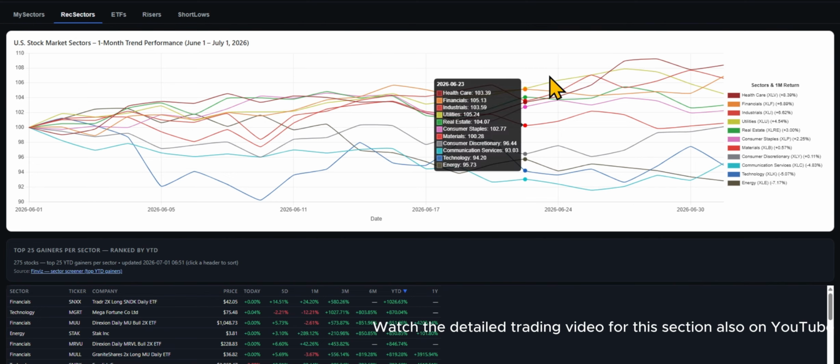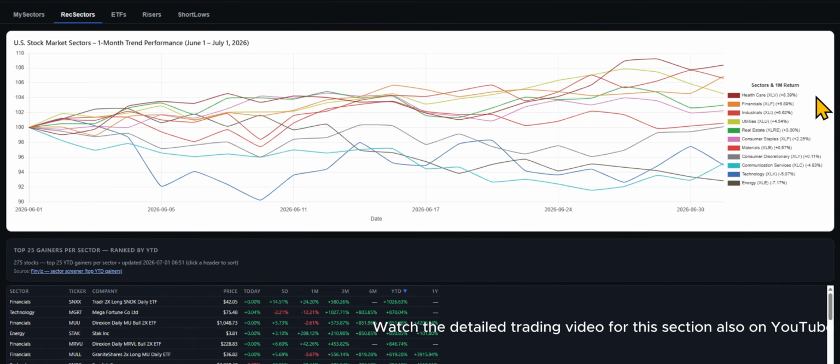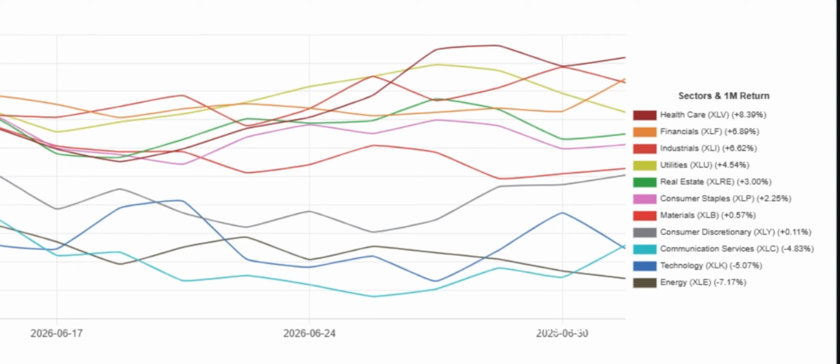The second part of the analysis that I had Claude do is, this is my sectors. Let's take a look at recommended sectors. So this is a 1 month view now, because again, I'm trying to have the money make money. In 1 month, which sectors are increasing? So here, healthcare is increasing at 8%, financials at 6%, industrials at 6%, etc.